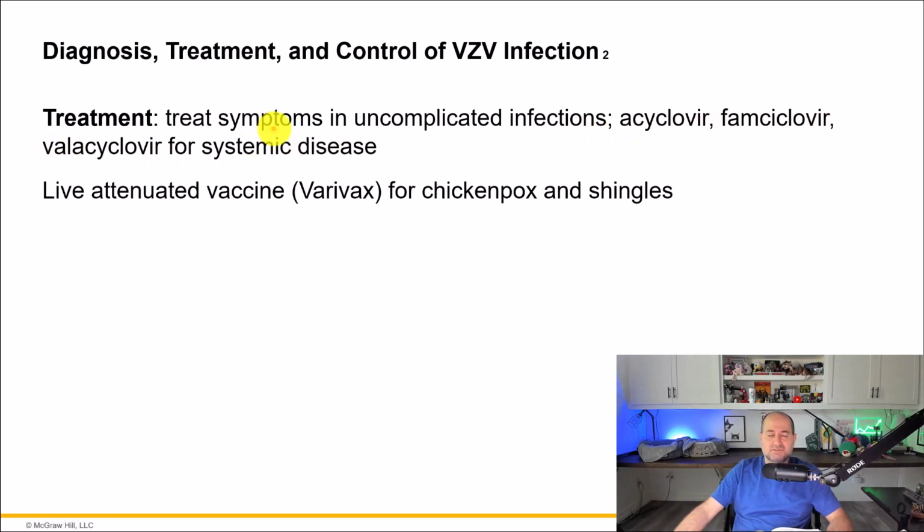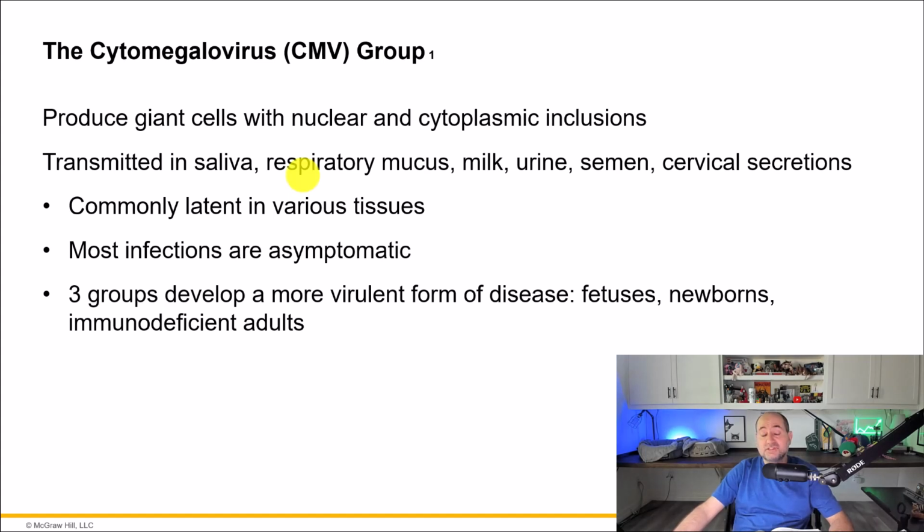We have various antiviral treatments that shorten the length of the infection as well as lessen the symptoms. However, the best is the vaccine, Varivax, for chickenpox and shingles. Next, another type of herpes virus, the Cytomegalovirus or CMV group.